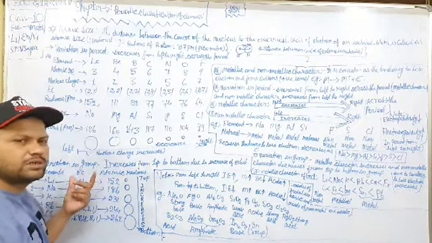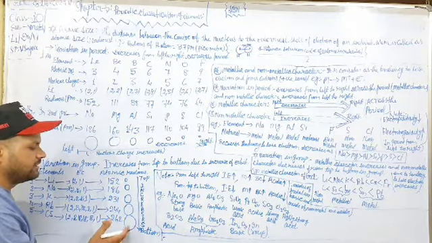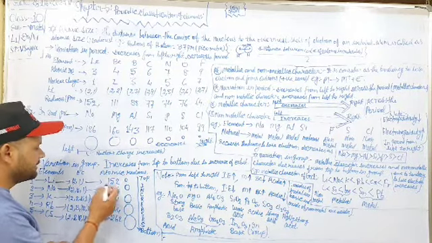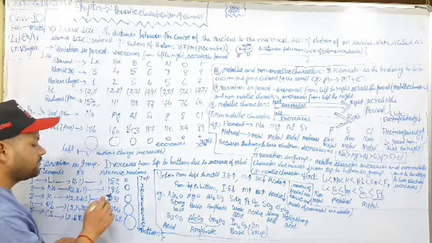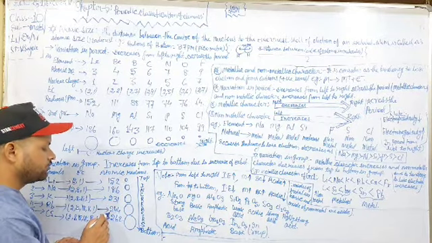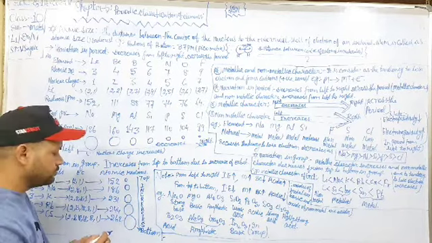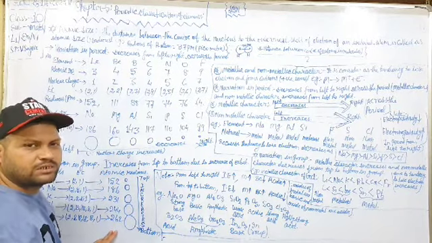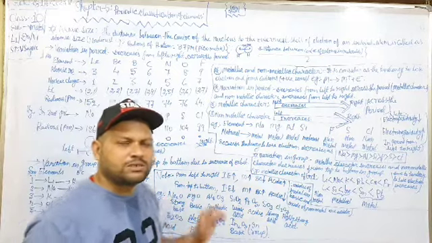Now the variation in a group for atomic size: from top to bottom it increases. The atomic size of lithium is 152, sodium 186, potassium 231, rubidium 244, and cesium 262 picometers. Understood? So these are the atomic sizes.